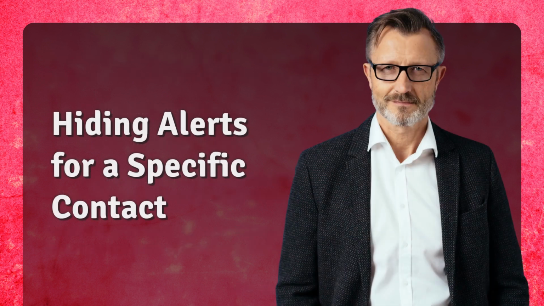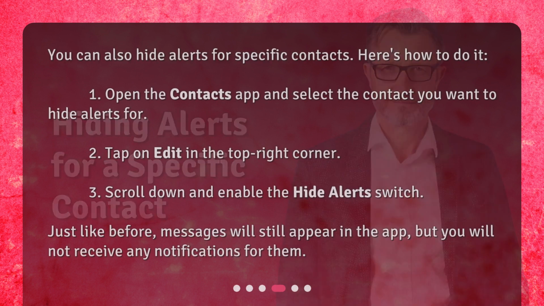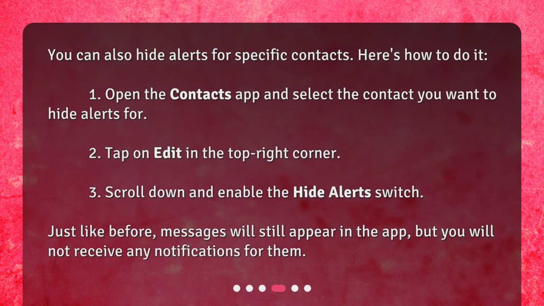Hiding alerts for a specific contact. You can also hide alerts for specific contacts. Here's how to do it. 1. Open the Contacts app and select the contact you want to hide alerts for. 2. Tap on Edit in the top right corner. 3. Scroll down and enable the Hide Alert switch. Just like before, messages will still appear in the app, but you will not receive any notifications for them.